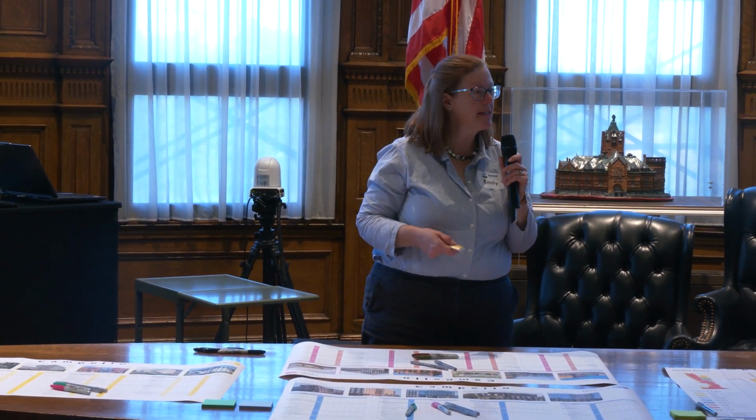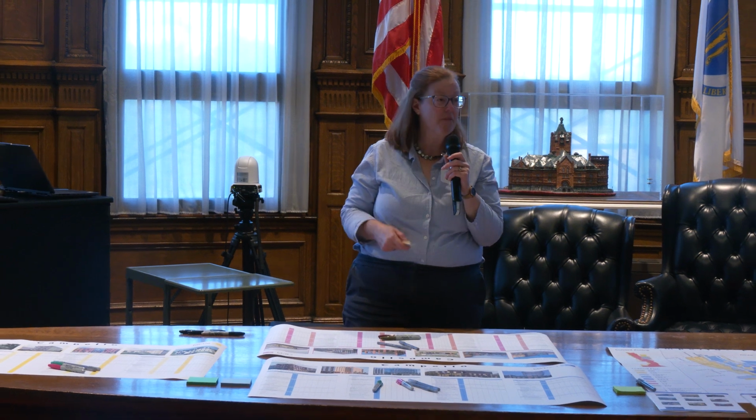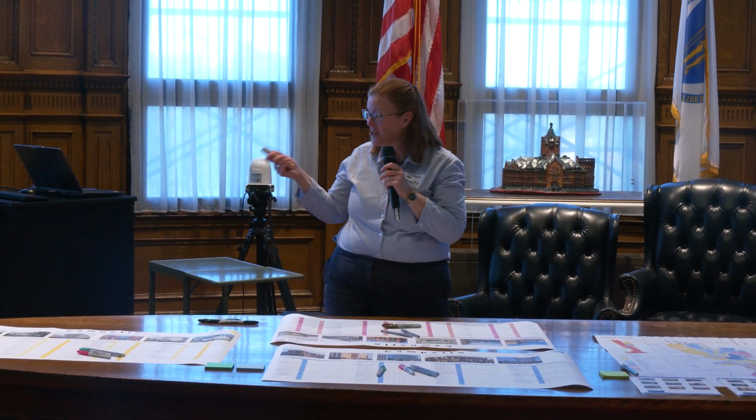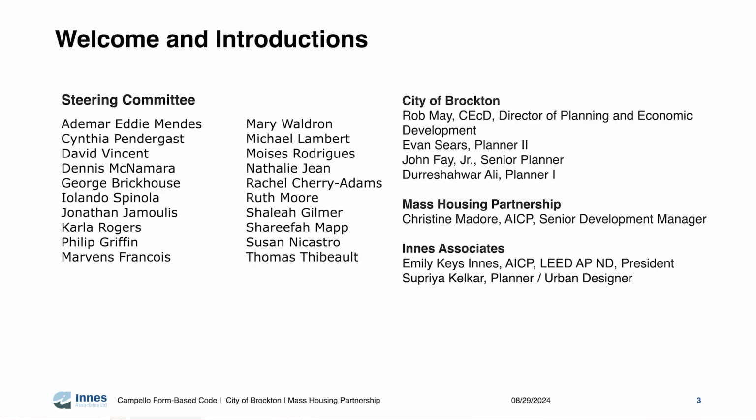So really what we're looking for today is, did we get the areas right? Did we get the buildings right? Did we get the uses right? And how might we tailor a form-based code that's going to apply in multiple places in Brockton, tailor it specifically for Campello? So you can see all the people who have been involved over this planning process, which is, as Rob said, well over a year.